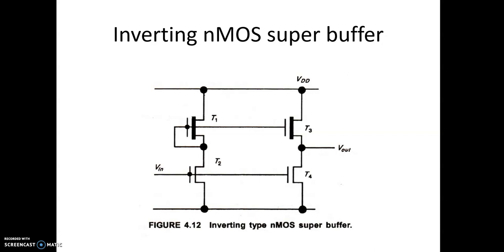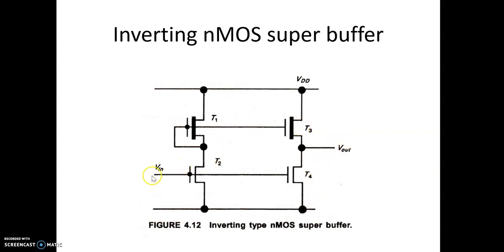The first super buffer is the inverting super buffer. In the nMOS inverting super buffer, when the input is 1, here Vin is 1, then this same Vin is connected to T4. This is also on. This is directly Vin. When Vin is equal to VDD, the voltage given here is also VDD. Input VGS will be VDD, and the output will be quickly driven. The output will quickly go to 0.